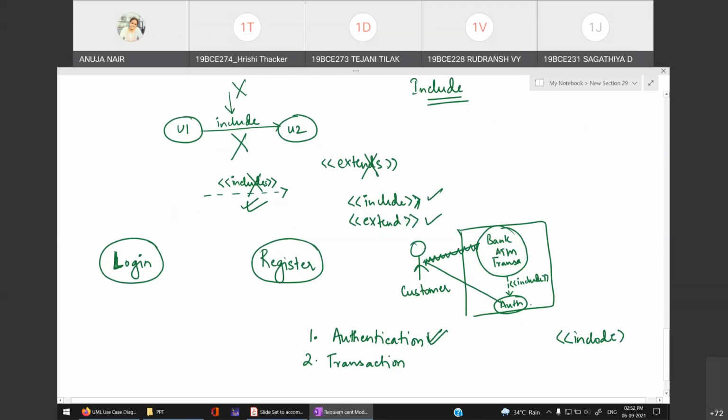What will happen? Only authentication will take place. The actor is not connected to bank ATM transaction. And suppose if you connect with both, this is also wrong. Why is it wrong? Because when my bank ATM transaction is happening, authentication is automatically happening. So this is ambiguity. Because any which ways, due to this include relationship, authentication is going to take place. So you do not need to connect customer with auth.